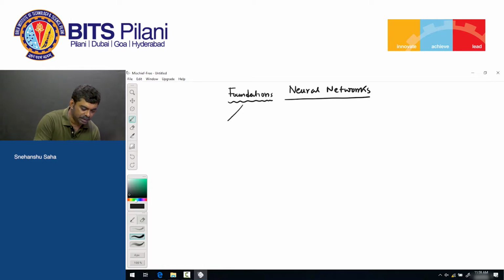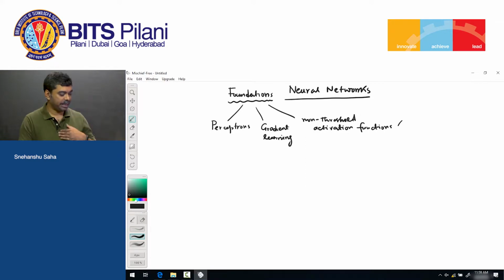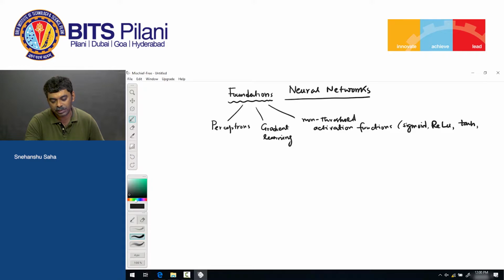So, when we talk about foundations, we talk about perceptrons and the neural nets. So the foundations of neural networks are perceptrons. And the other one is gradient learning, which we have discussed in some detail when we talked about regression models, if you recall. And then there are non-threshold activation functions. Some of the popular ones are sigmoid, rectified linear units, tanh, and there is a new one, SBAF, which is called Saha-Bora activation function.